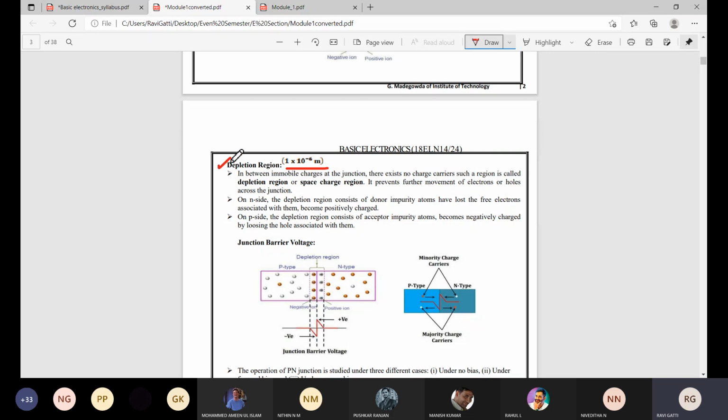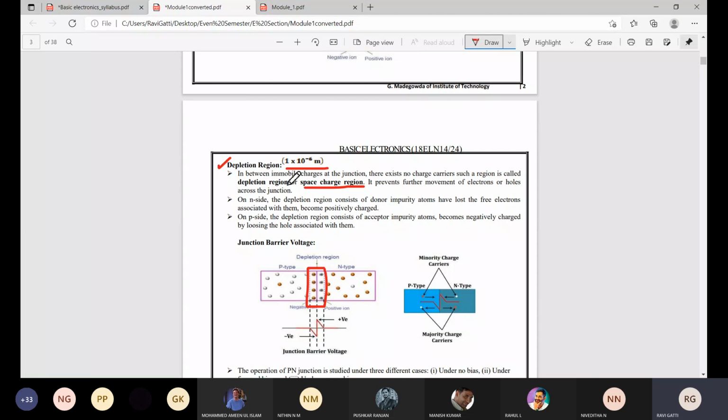Now we can see here, in between the immobile charges at the junction, there exist no charge carriers. Such a region is called a depletion region, or it is also called a space charge region. In this region there will be no movable ions, therefore we call it an immobile region. There will be no free charge here, and such a region we call a depletion region, also called a free charge region.